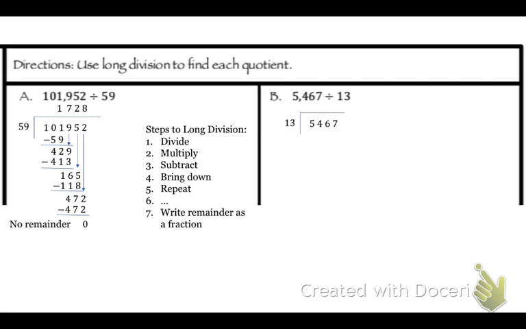So this one, let's just divide it. How many times does 13 go into 54? 4 times. 4 times 13 is 52. Subtract, you get 2. Bring down the 6. How many times does 13 go into 26? Twice. 2 times 13 is 26. Subtract it, 0. Bring down the next one, 7. 13 goes into 7, 0 times. 0 times 13 is 0. Subtract. We're left with 7, nothing else to bring down. So that's our remainder, and we write it as a fraction over what we were dividing by. So 7 over 13.